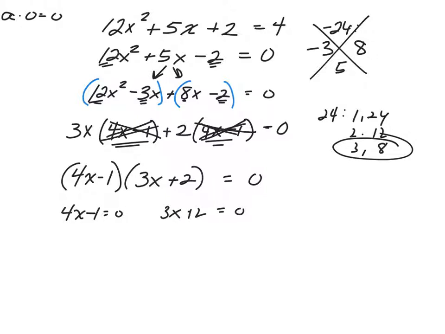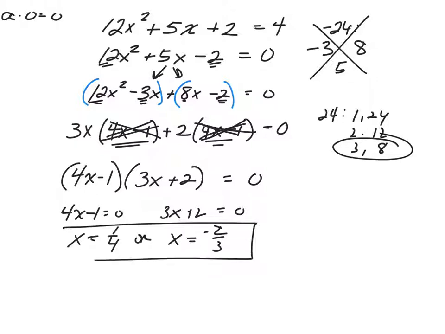Solve it. I add 1, divide by 4. I get x equals 1/4. Subtract 2, divide by 3. I get x equals negative 2/3. Okay? And then put a little "or" in between because I can't use them simultaneously. But there we go. I'm now done. So that one took a little less work because I'm doing a little less explanation. So I hope you understand that.